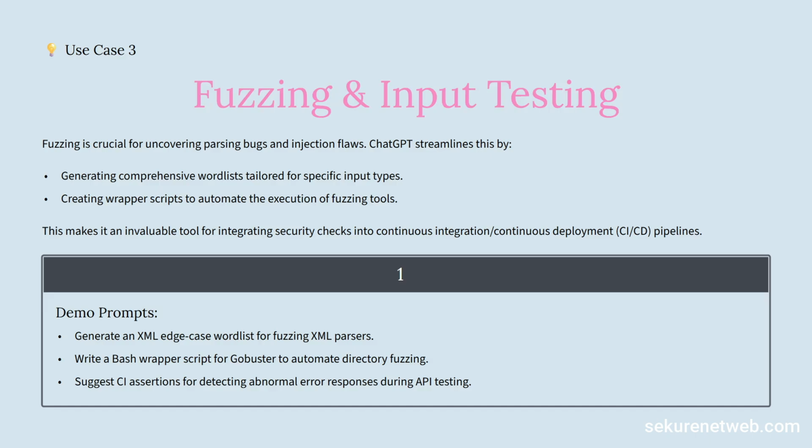Some of the demo prompts could be like: generate an XML edge case word list for fuzzing XML parsers, or write a bash wrapper script for GoBuster to automate directory fuzzing, or suggest CI assertions for detecting abnormal error responses during API testing.